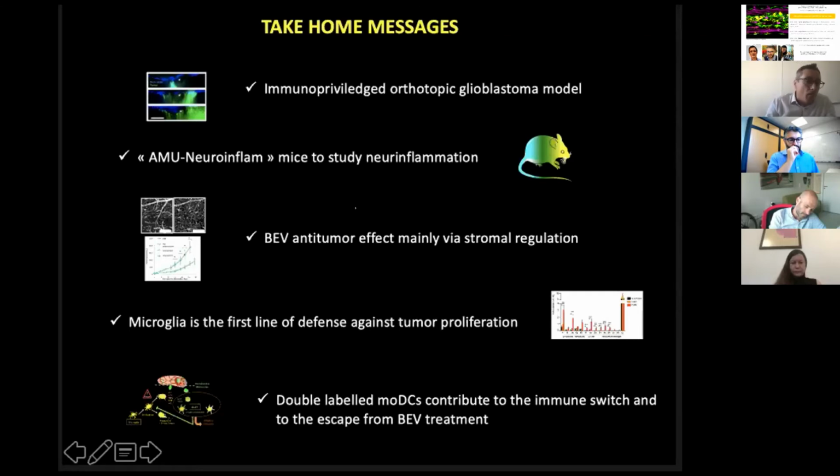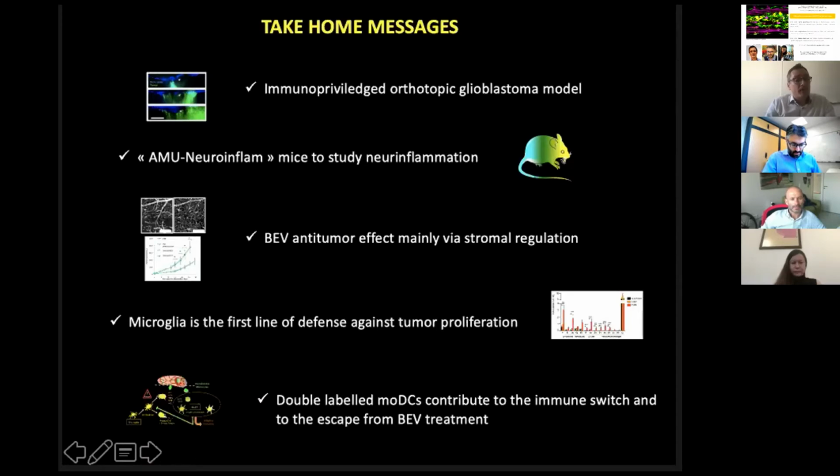We have evidence that the anti-tumor effect of bevacizumab acts mainly via the stromal regulation rather than a modification of the blood supply. And this is probably because we are already in an organ that is highly vascularized and where oxygen is already pretty much spread throughout the organ.